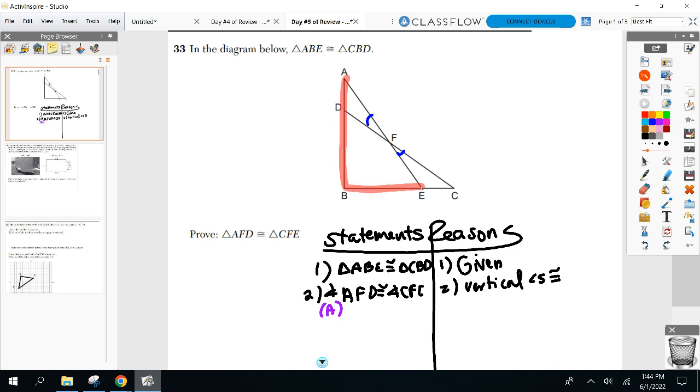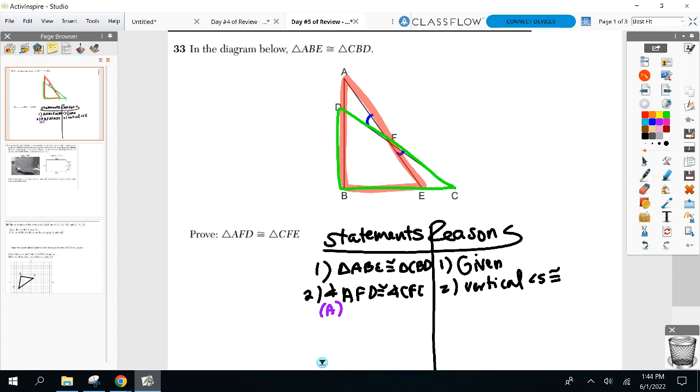Let me highlight the triangles that are congruent. ABE with triangle CBD. Are there any angles or sides that also share angles and sides with the ones we're trying to prove congruent? Are there any angles and sides in the two congruent triangles that are shared, full ones, not partial, full ones? Let's go. Lauren, everyone agree?